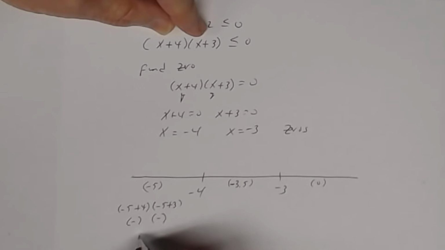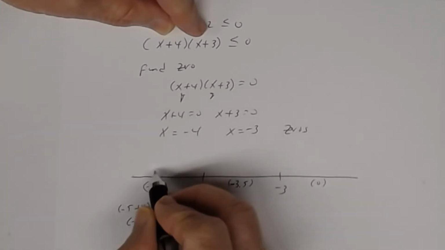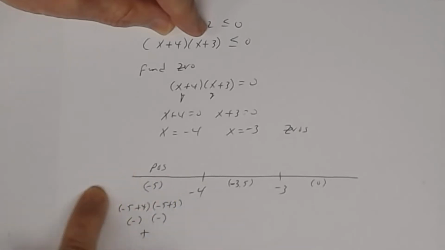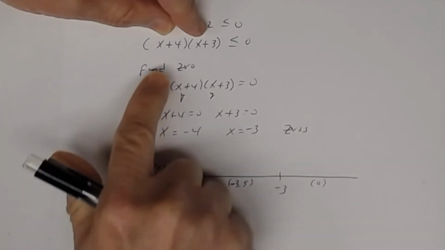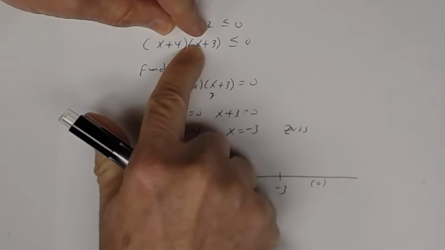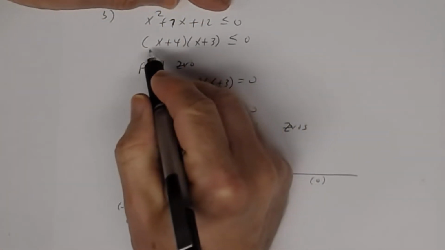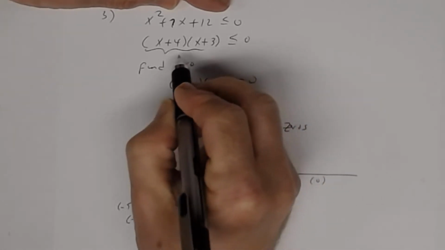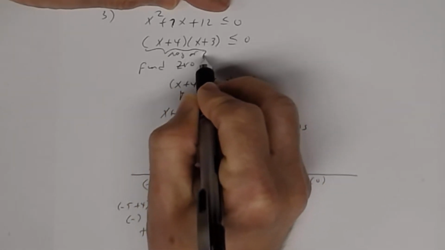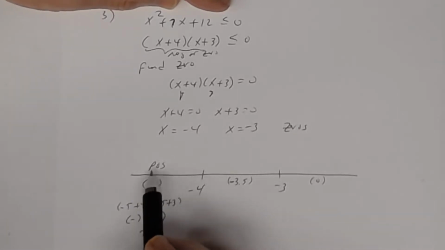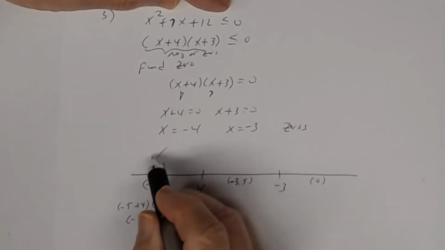A negative times a negative is a positive, right? So that's positive. Now remember what it is, so that means any real number in that interval is going to make this product, or this trinomial, a positive number. But remember, you want this to be less than 0, meaning negative, or 0. So any number in here makes it positive, so that's not something I want. So I'm going to put a little x there.